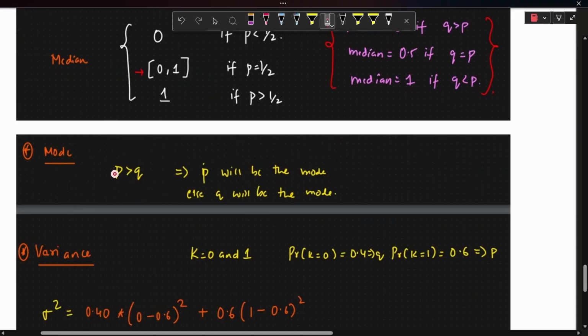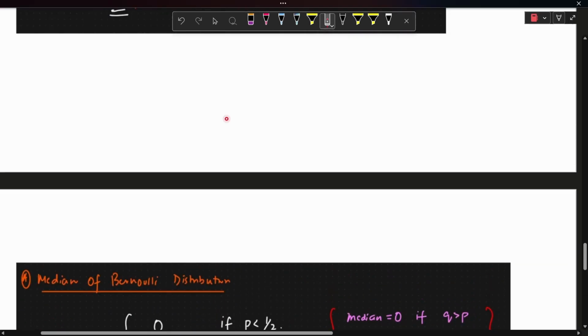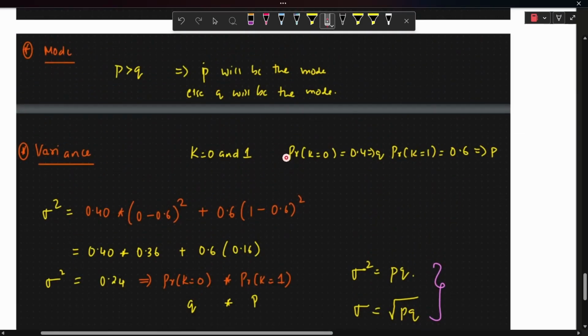Then what is the mode? See, if p is greater than q, then p will be the mode, and if q is greater than p, then q will be the mode. What is the variance? K equal to 0 and 1. In the above example, we got P of k equal to 0 is 0.4 and P of k equal to 1 is 0.6, that is 60%. Standard deviation equal to root of pq. If we bring the square root here, it will be variance. Standard deviation squared is nothing but variance, equal to p into q.